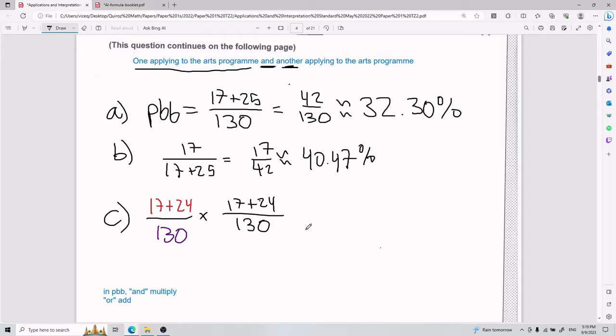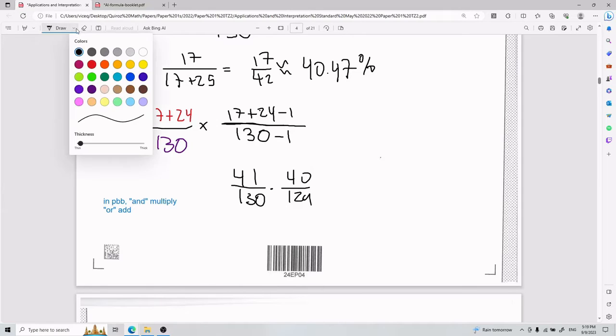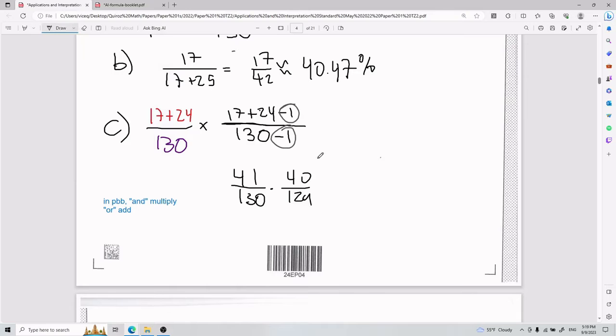It's slightly wrong because the second time around, the second guy you're picking, you already picked one that already applied. So actually what you need to do is subtract 1 from your population and from the ones that applied. I know this looks a little bit weird, but you do the math and it ends up being 41 over 130 times 40 over 129. So notice what the minus 1 here did. It made this smaller up top. So yeah, that is for part C.